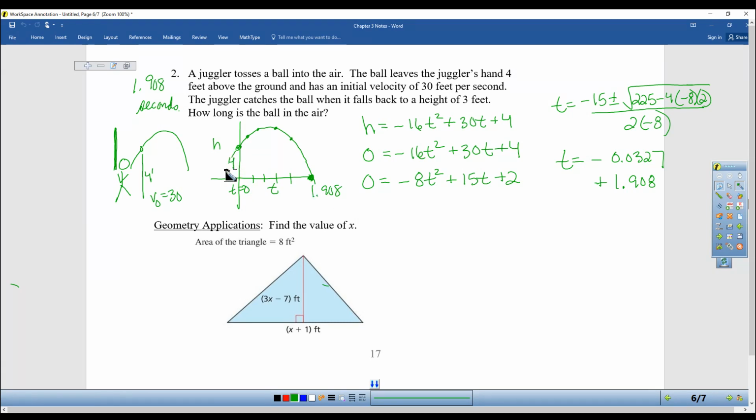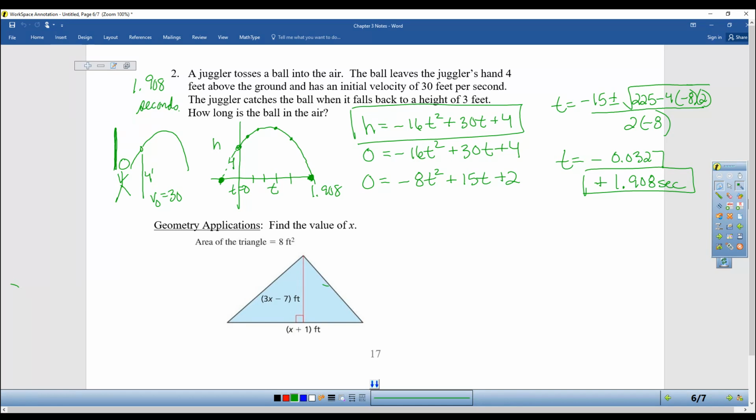But this one is because your calculator and this equation doesn't know that you're doing a word problem. It's just any old parabola that it's graphing. And so it's always going to find both intercepts. But in the context of the word problem, it's your job to know which one actually makes sense.